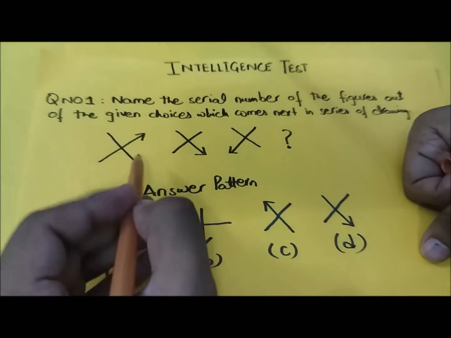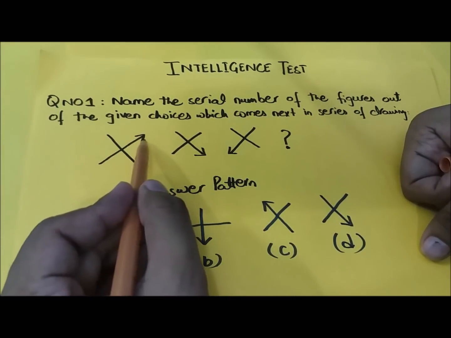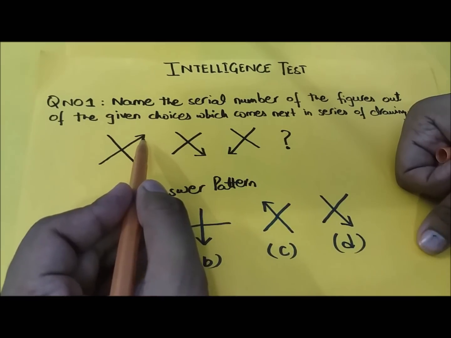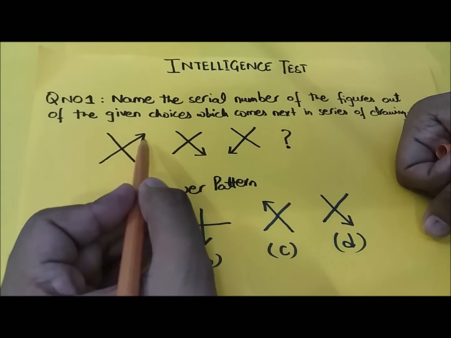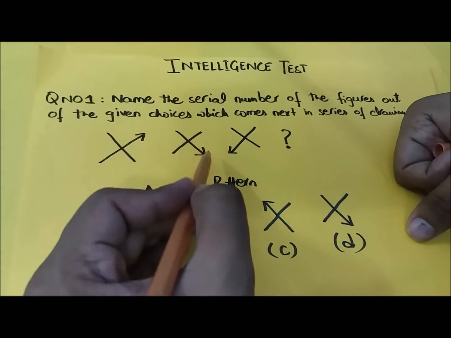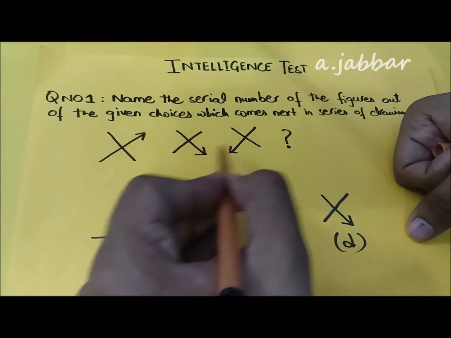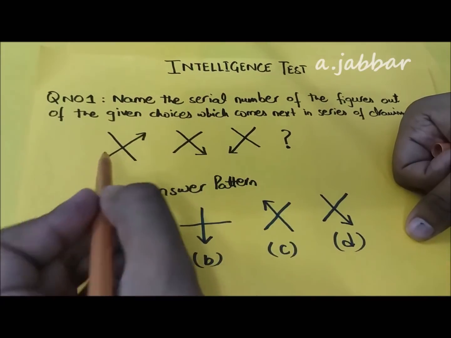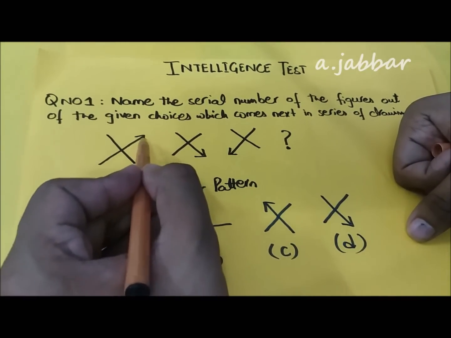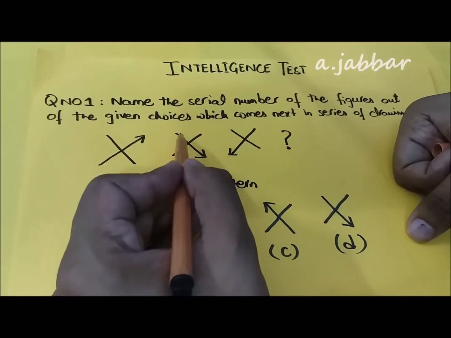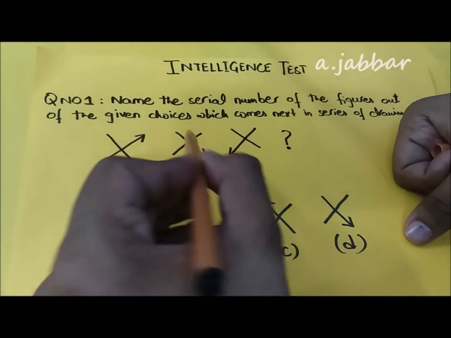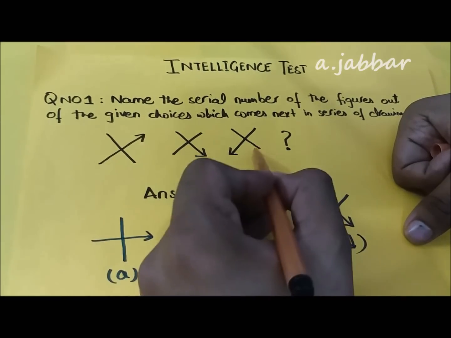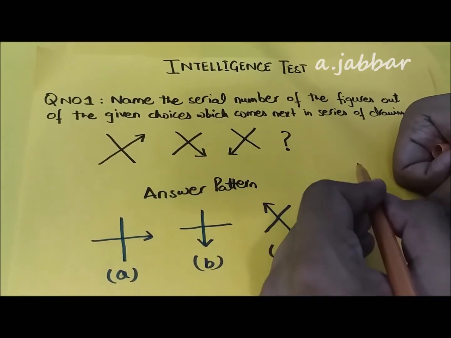In the first figure, the arrow is pointing towards here. In the next figure, here. So, we can conclude that it is moving clockwise. Here, then here, in this way. Or I can say that if there are 4 points, then the next arrow is coming one position different. So what should be the next pattern?